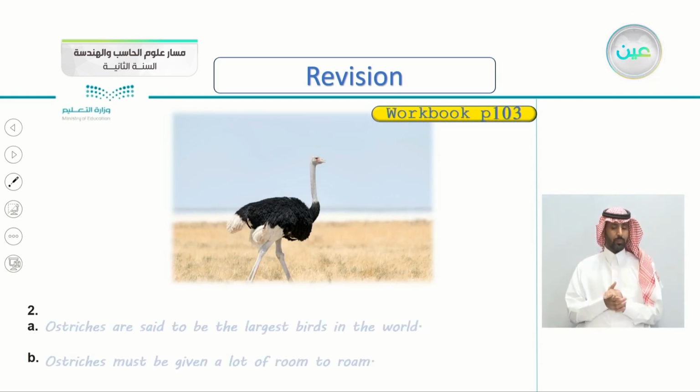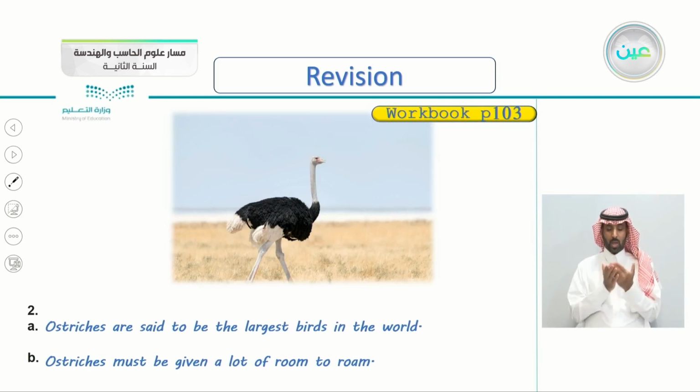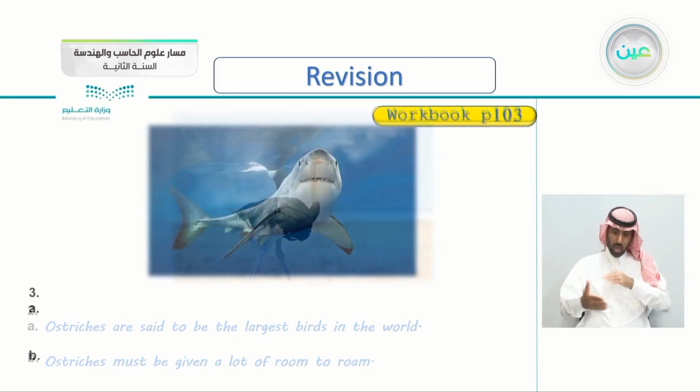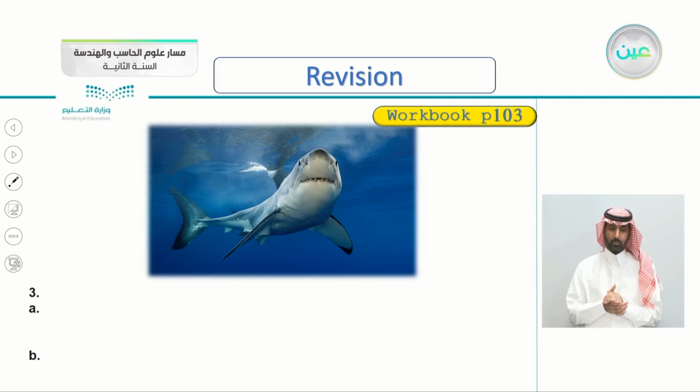Very good. But I've written ostriches are said to be the largest birds in the world, or ostriches must be given a lot of room to roam, to move freely. The third picture here is the picture of the white shark, or a picture of a shark.